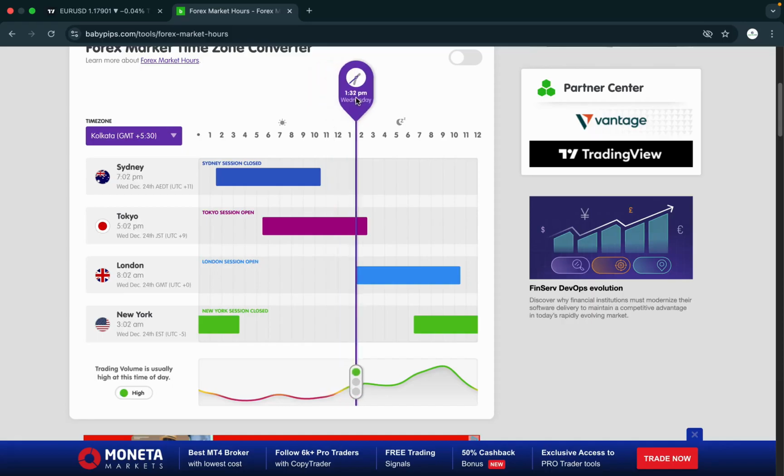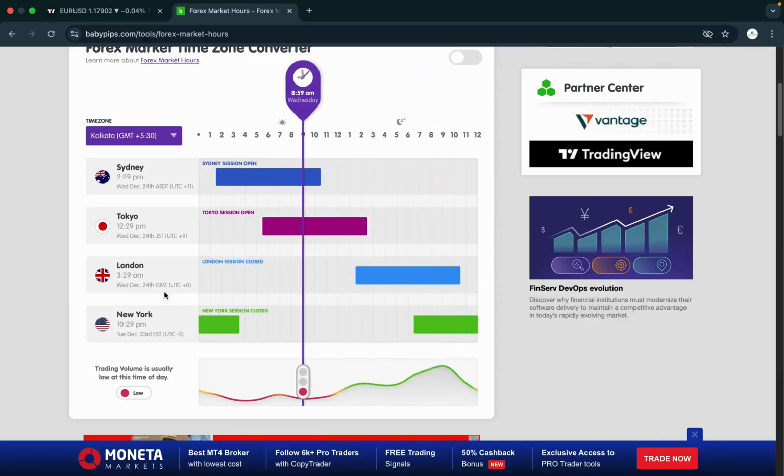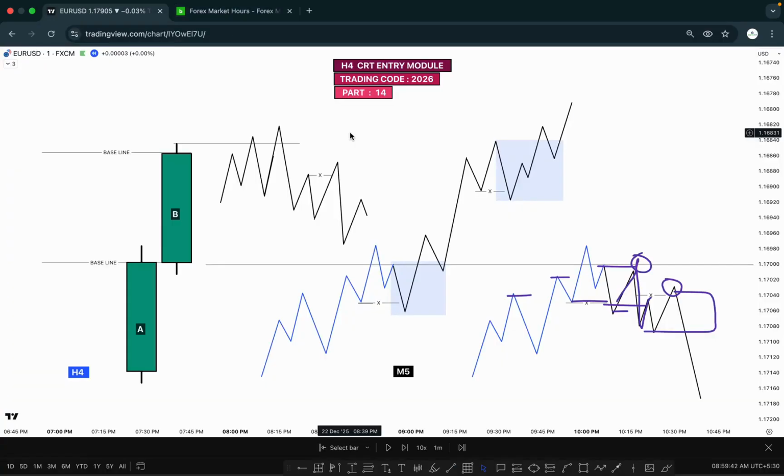So when the market opens in the London session, you will see how the market changes from low to high, and at this time the market reaches its peak point when the New York and London sessions overlap, which is here. That's why I suggest you trade during the London and New York session while we are using the CRT model in a 4-hour time frame. Now I'm going to show you on the chart how we can identify the higher time frame PSY and how we can get an entry in a lower time frame.